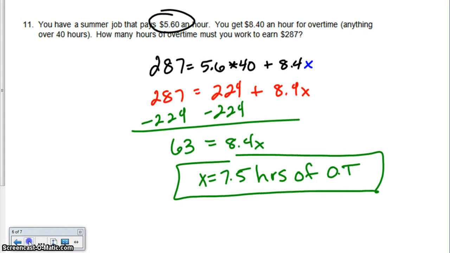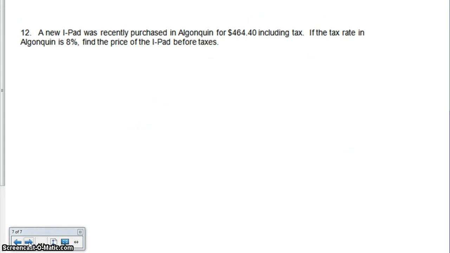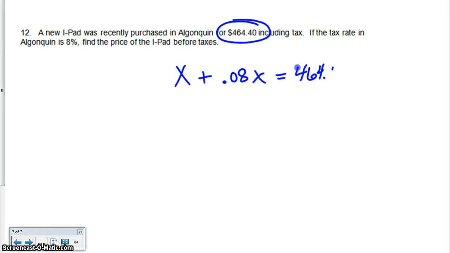All right, moving along. An iPad was purchased for that much. So that's what they paid in the register. And there's a tax rate of 8%. So there's some subtotal, so we'll call that X. But then the person also has to be charged 8% of the subtotal for tax. And that's how the register comes up with the $464.40. So right here I have a like term of X. So 1x plus 0.08x is 1.08x.